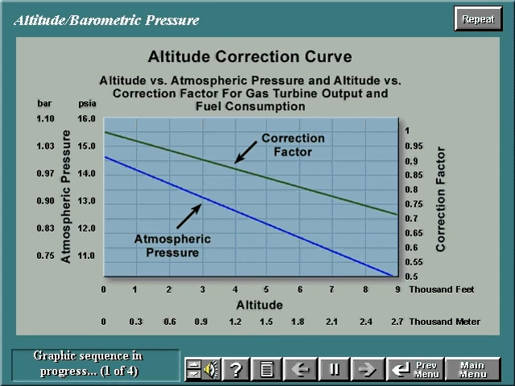This graph shows the effects of altitude and barometric pressure on gas turbine performance. A decrease in air density reduces mass flow and output proportionally. Heat rate is not affected.